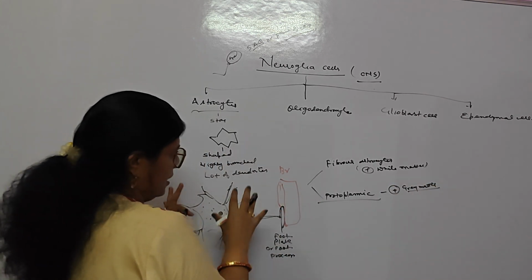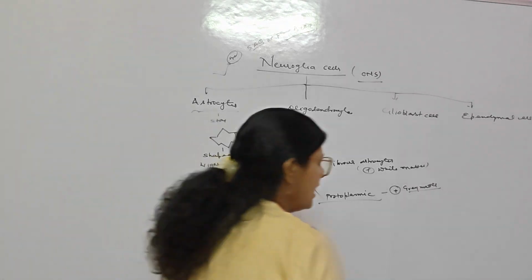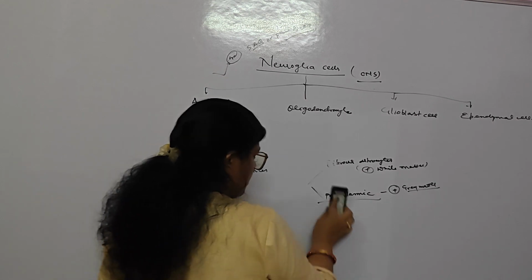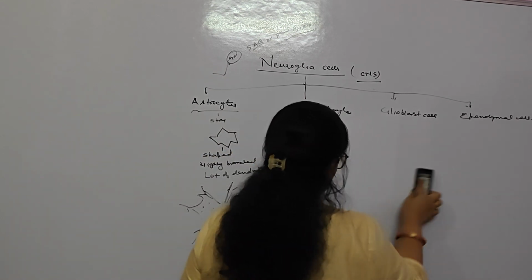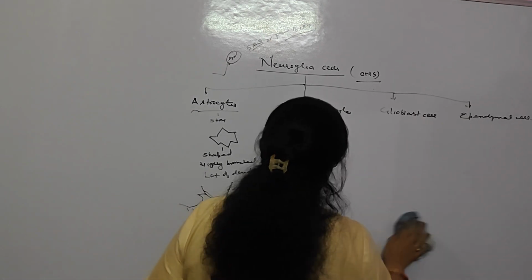So this is in short. Most important is the presence of foot processes. So if an MCQ asks which type of neuroglial cell has foot processes or forms a sheath around the blood vessels, your answer will be astrocytes.